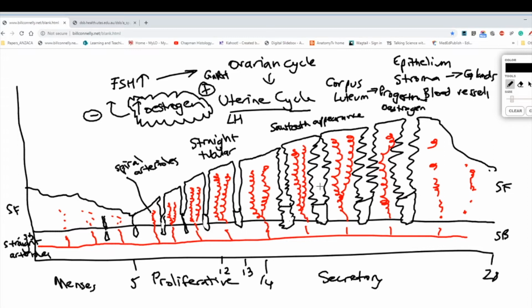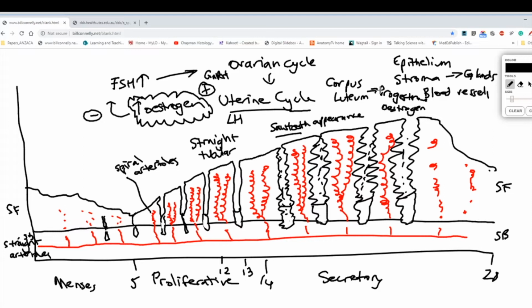Sawtooth appearance of our glands, and of course they also start to secrete material as well. So we actually see material in the lumen of these glands for the first time, whereas previously we just see these simple straight tubular glands. In the secretory uterus, we see this increased complexity in the structure of the glands taking on this sort of sawtooth appearance, and we see material within the lumen of these glands as well. We get this continual vascularization of the stratum functionalis with the spiral arterioles in the stroma here.